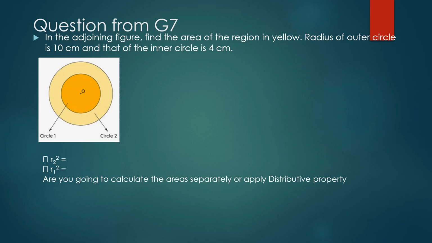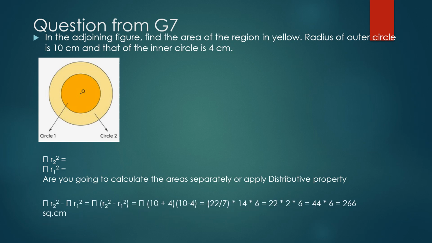Again, use the distributive property. Pi is common to both. Take it out. R square of the outer circle minus R square of the inner circle. This is the identity A square minus B square. Simply do A plus B into A minus B. 10 plus 4, 14. It is divisible by 7. You get a round figure. And a very easy way to calculate.